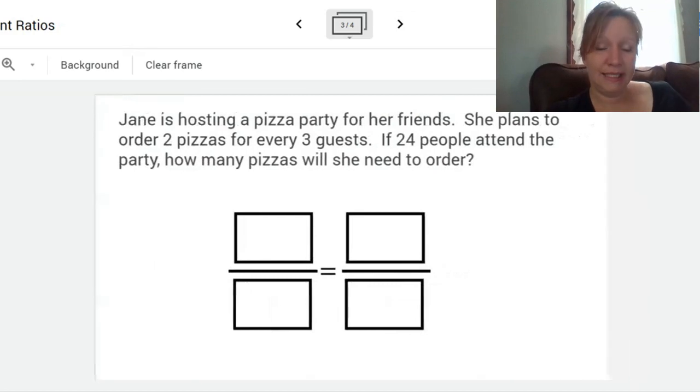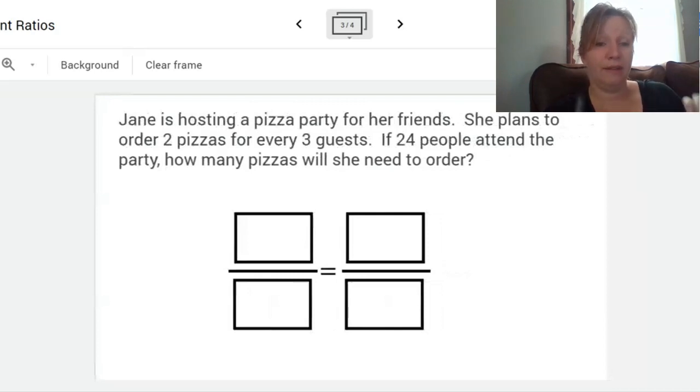Last but not least, let's take a look at this word problem. Similarly to what you were doing on Tuesday, Jane is hosting a pizza party for her friends. She plans to order 2 pizzas for every 3 guests. If 24 people attend the party, how many pizzas will she need to order?